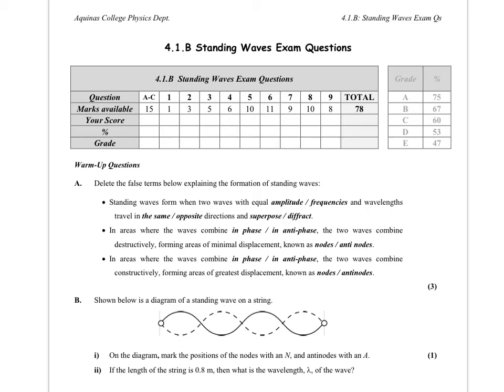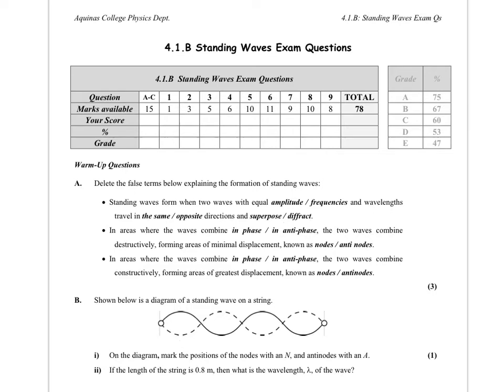So in this video we're going to have a look at how to answer all the questions in homework 4.1b, standing waves. So we start out with some warm-up questions, just explaining first of all how standing waves form. So first sentence, standing waves form when two waves of equal amplitude or frequency and wavelengths travel in the same or opposite directions and superpose.